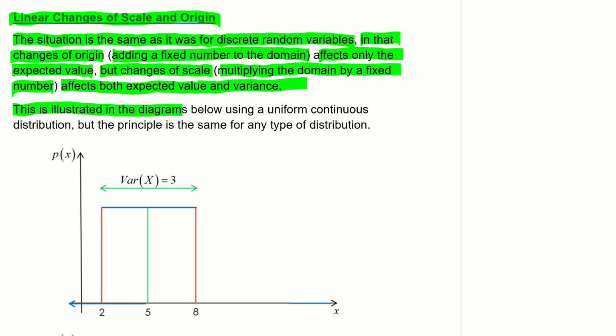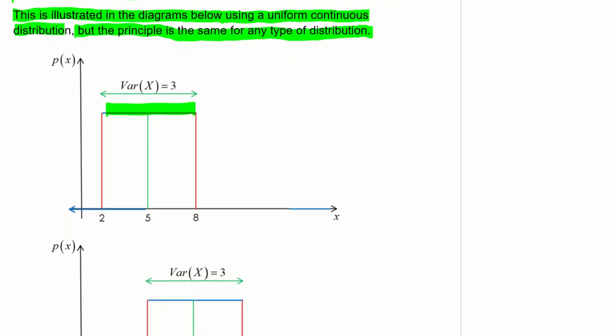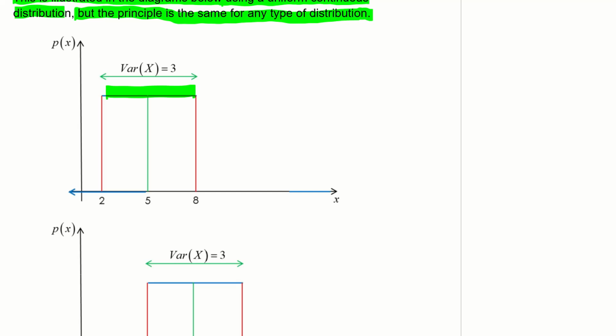This is illustrated in the diagrams below using a uniform continuous distribution. This is this type of rectangular distribution that we have here. But the principle is the same for any type of distribution. So I've set up this rectangular distribution where the PDF is just this line here, which goes between 2 and 8. And because it's symmetrical, that means that the expectation or the mean here is at 5. The variance has been set up to be 3.